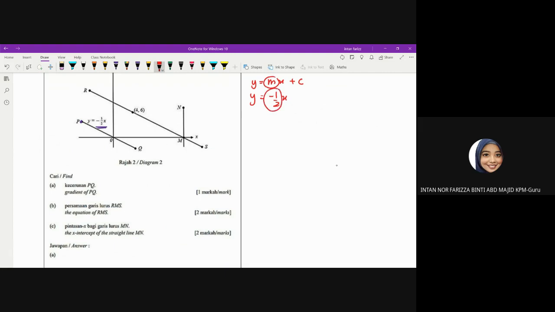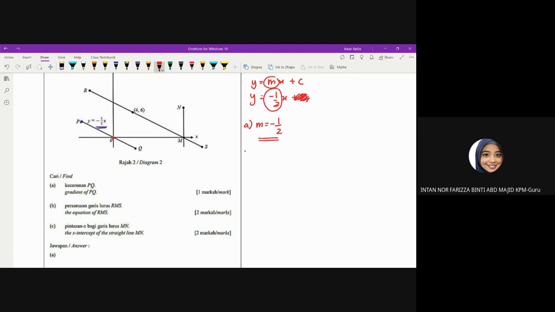Okay, so that's the answer. A, m equals negative 1 over 2. Okay, kenapa C dia nothing? Okay, because here is 0, right? Kenapa 0? Look at the diagram. So POQ intersects the y-axis at 0. Betul tak? That's why our C is 0 and there's nothing written here. Okay? Alright, so that's only one mark.